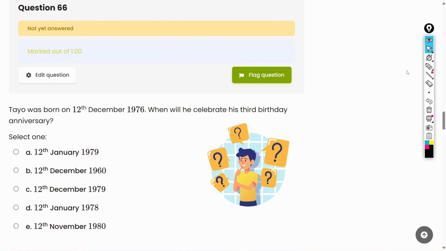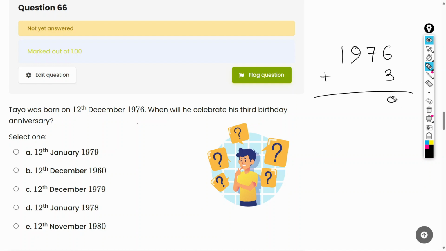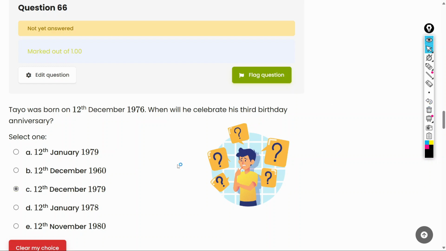Question 66. Tayo was born on 12th December 1976. When will he celebrate his third birthday anniversary? His third birthday anniversary would be 3 years after 1976. So we should add 3 years to 1976. So 1976 plus 3. 6 plus 3 is 9. This is 7, 9, 1. So that will be 1979. Exactly 3 years will be 12th of December 1979. That's right here.